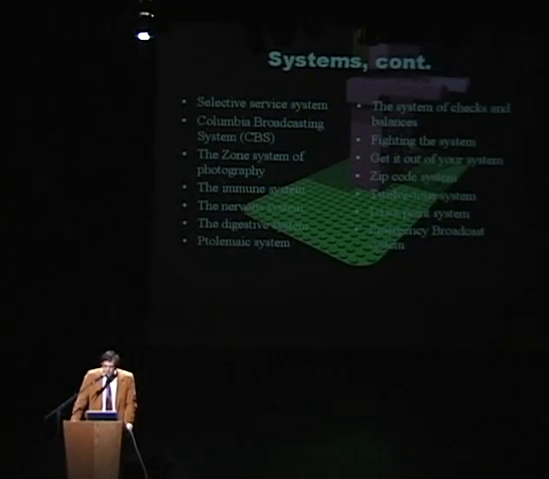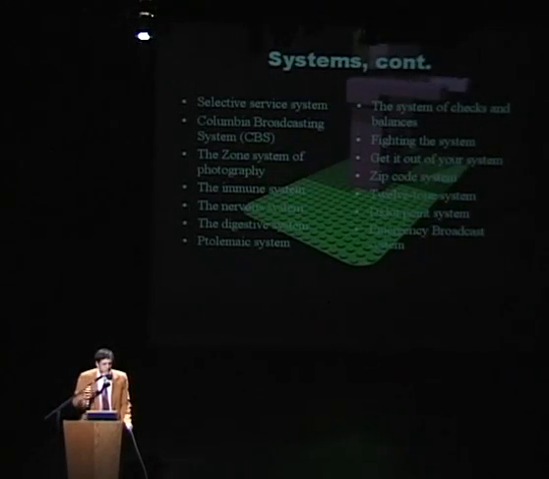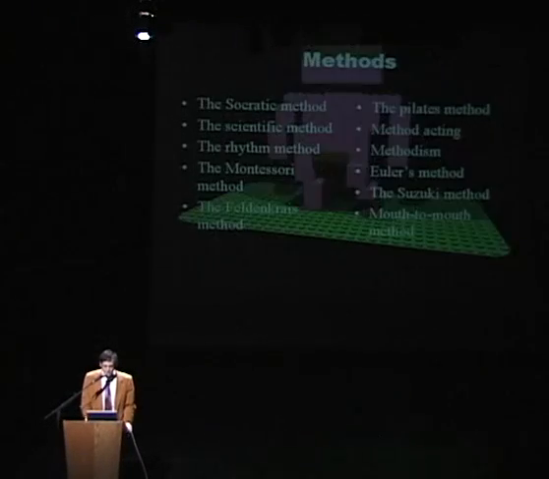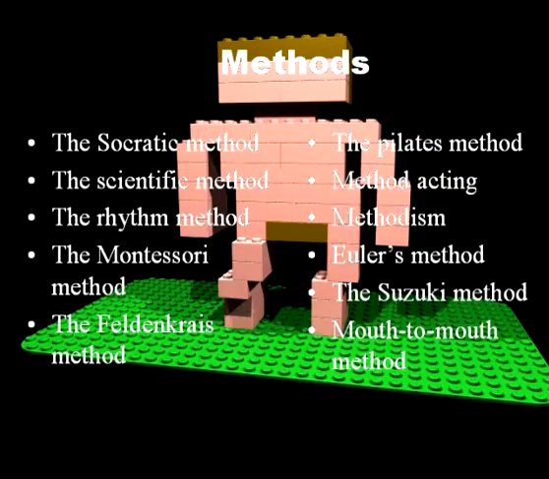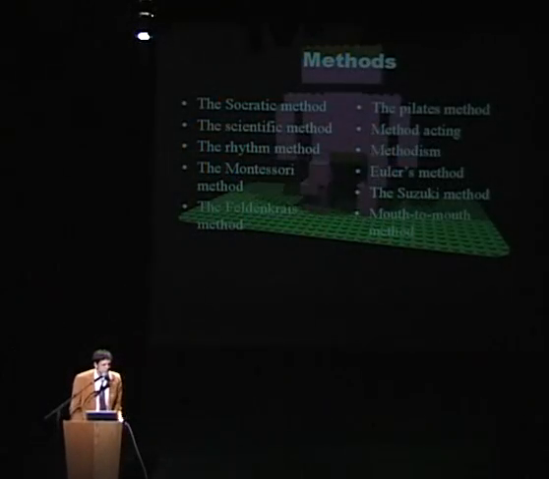System of checks and balances, fighting the system, get it out of your system, the zip code system, the twelve-tone system, the Didot point system, a typographical measurement system, and of course the emergency broadcast system. So there are a few more, I don't want to try your patience too much, but I feel like there are a lot of really important example models that I want to lay out.